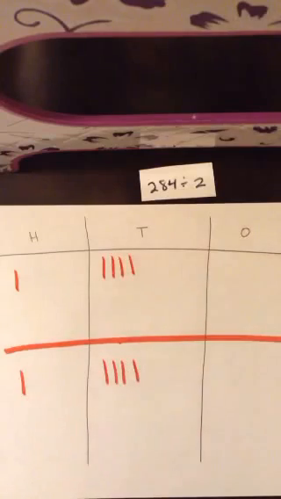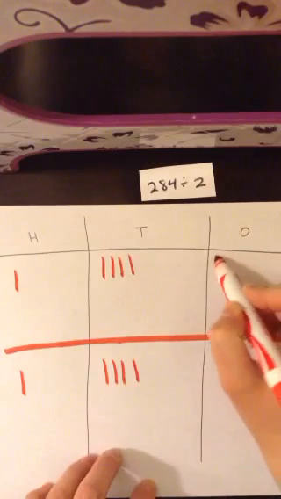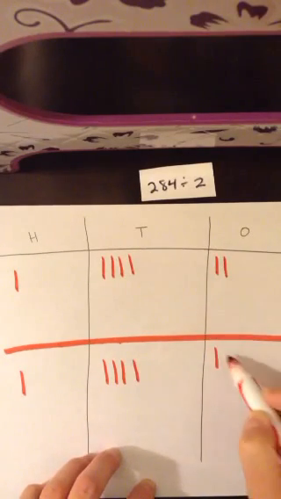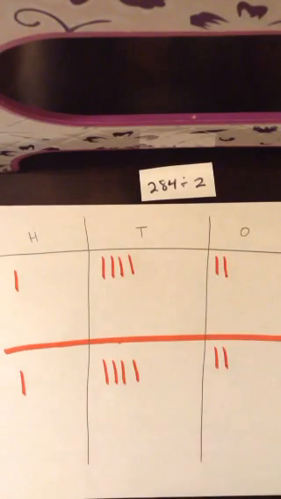Now I have 4 ones. I'm going to distribute the 4 ones into 2 groups until I'm finished distributing them. So 1 one, 2 ones, 3 ones, 4 ones. Done. So what is 284 divided by 2?